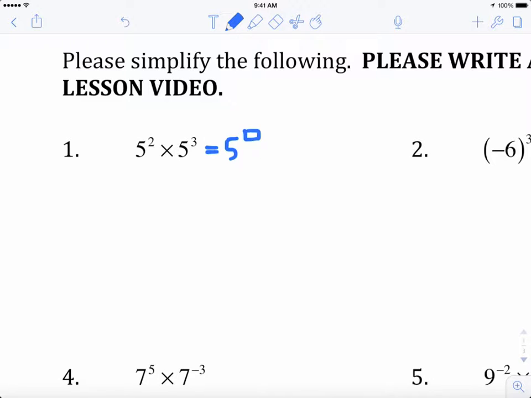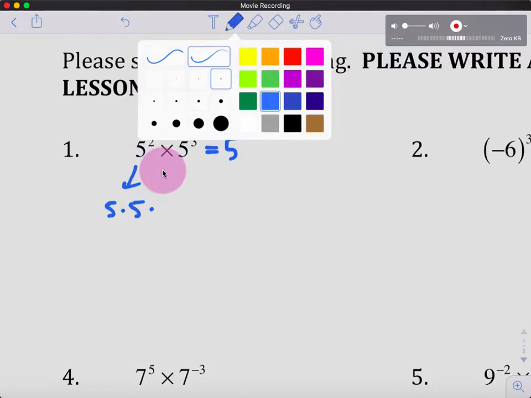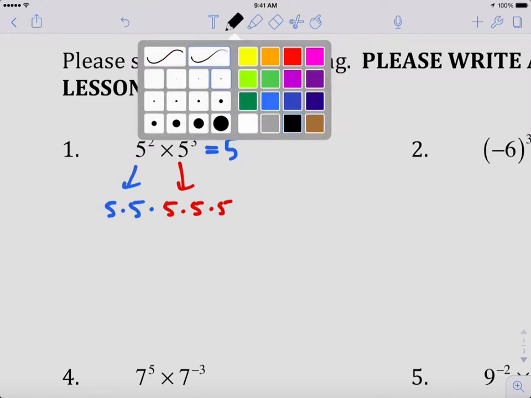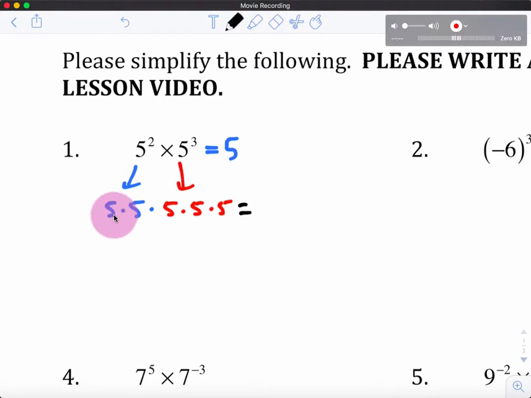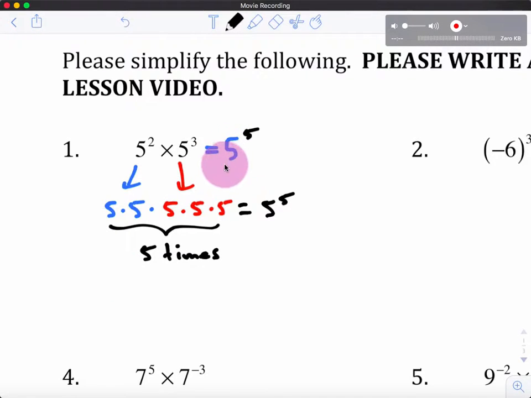Let's find out. Well, note to self, 5 to the second, that just means 5 times 5, right? Multiply 5 by itself 2 times. And then we're multiplying that by 5 to the third, which means 5 times 5 times 5, right? Multiply 5 by itself 3 times. And what do we end up with? Well, what I think we have here is 5 being multiplied by itself, coincidentally, 5 times. So I think our product in this case can be written as 5 to the fifth power. Totally coincidental that our base and our exponent happen to be the same.